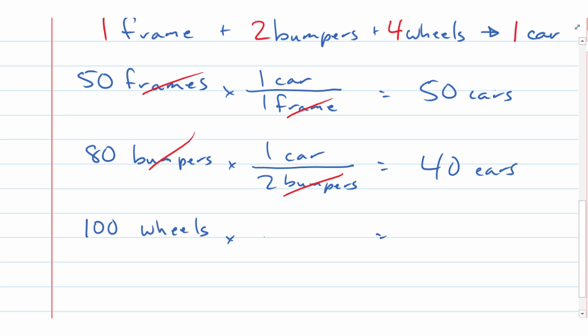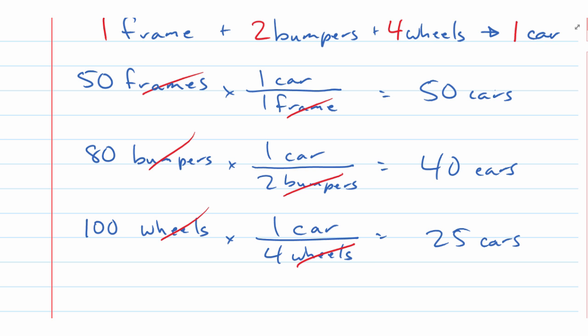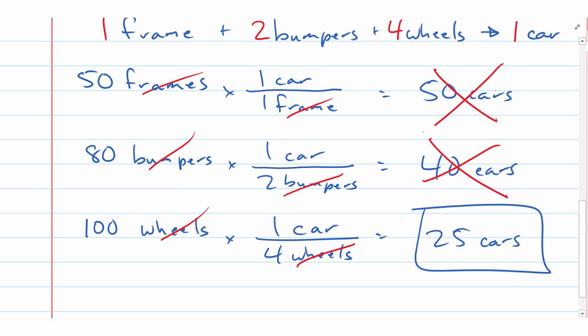And if we have 100 wheels, for every one car we have 4 wheels. Wheels cancel and it gives us 25 cars. So why would we give an answer of 25 if we have 50, 40, and 25? The rest of them won't have wheels, exactly. Once we get up to 100 wheels, we run out of cars. So basically, we ignore these answers and we keep the answer of 25 cars. And again, it's because we run out of wheels, and we can't have cars without wheels.